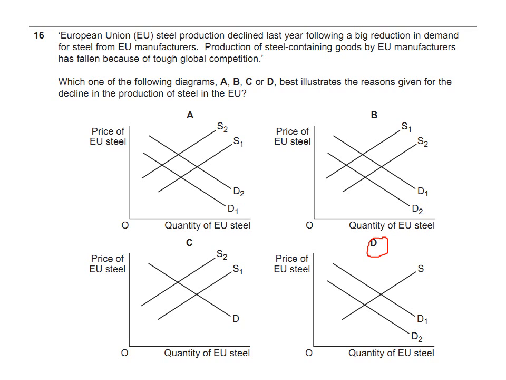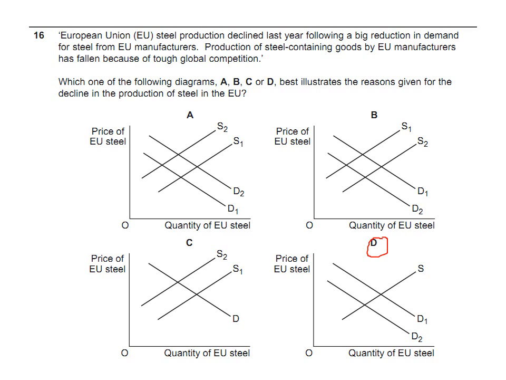A long stem and diagrams, that's one that's going to catch a lot of students out. Context: European steel decline, production decline following big reduction in demand, so it's a fall in demand for steel. Production of steel-containing goods by manufacturers has fallen because of tough global competition. Which of the diagrams A, B, C or D best illustrates the reason given?